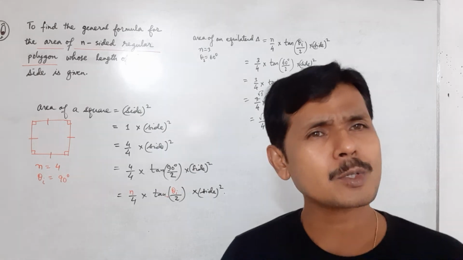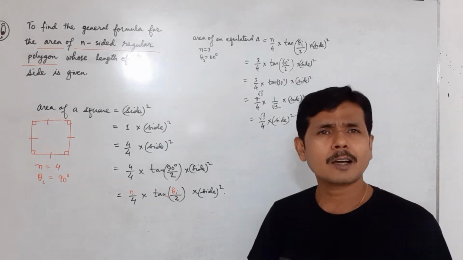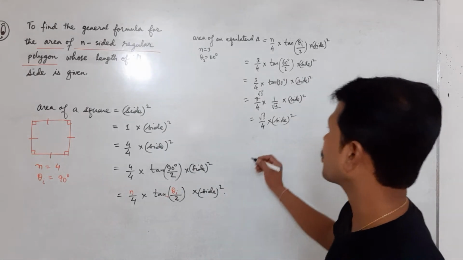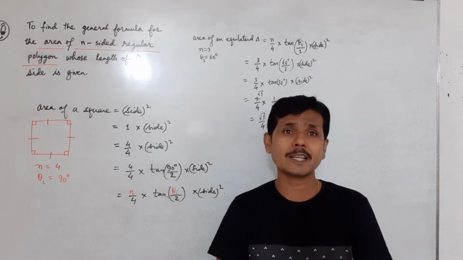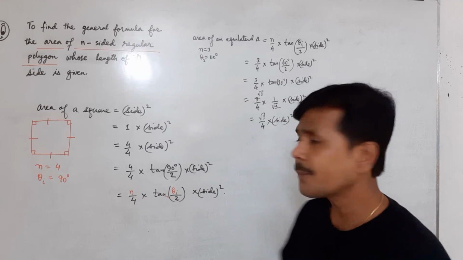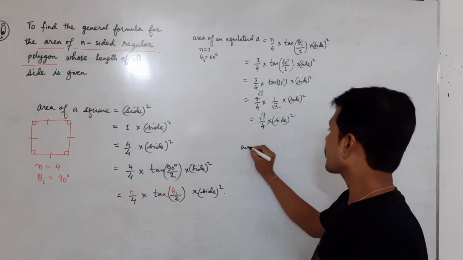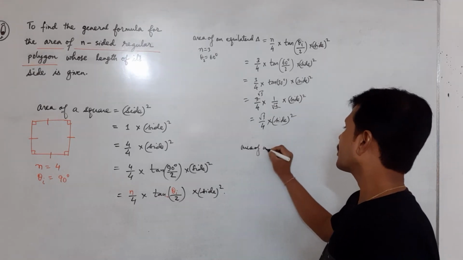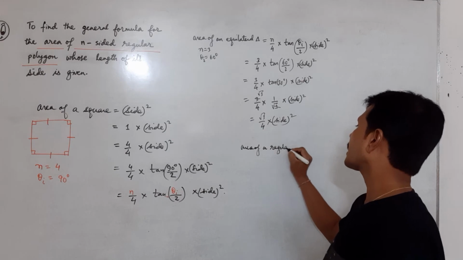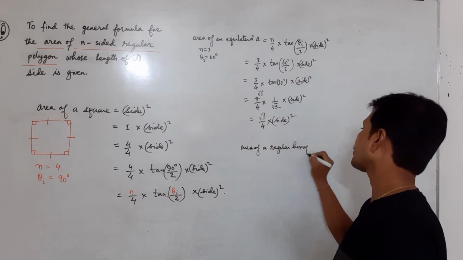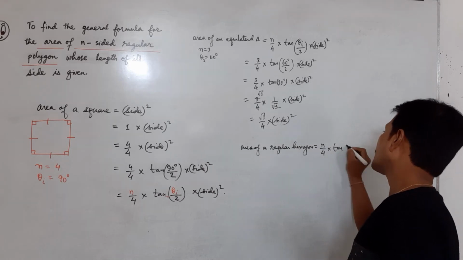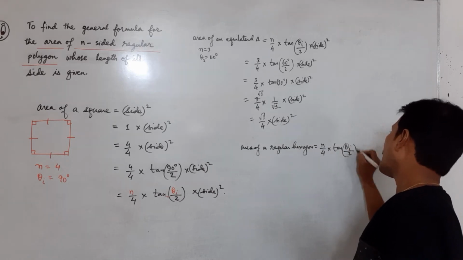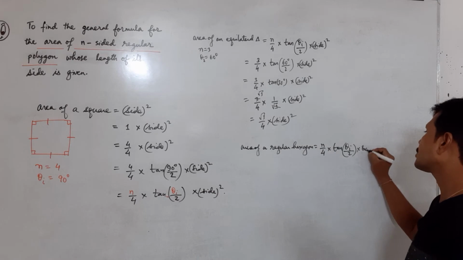Then I further used it to find the area of a hexagon. Let us check it out. Because we know the formula: area of a hexagon is 6 times the area of an equilateral triangle. Okay. So over here, area of a regular hexagon. I am using the same formula, n by 4 into tan of half of the interior angle into side square.